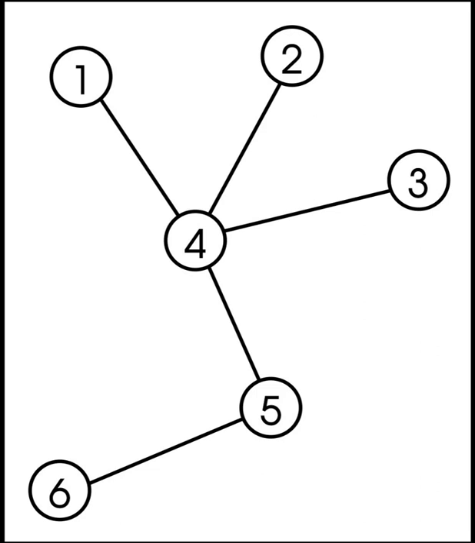Topic: Forest. A forest is an undirected graph, all of whose connected components are trees. In other words, the graph consists of a disjoint union of trees. Equivalently, a forest is an undirected acyclic graph.